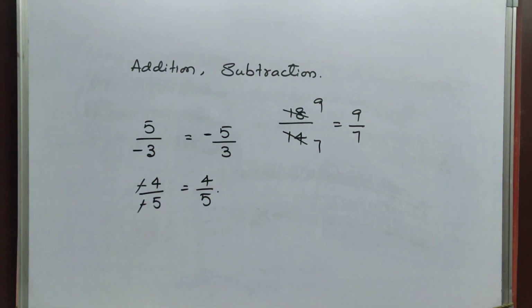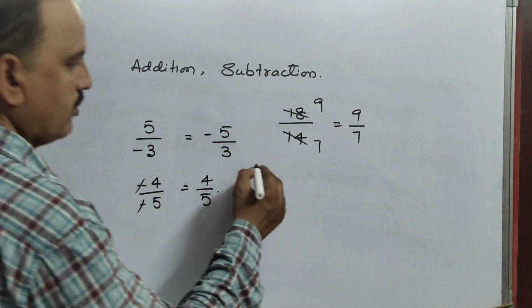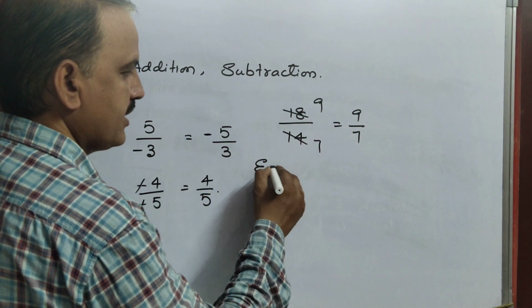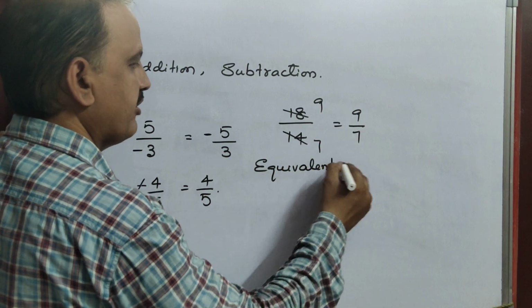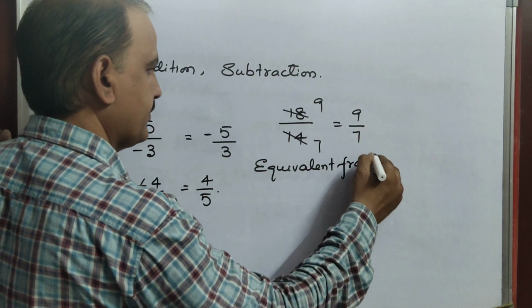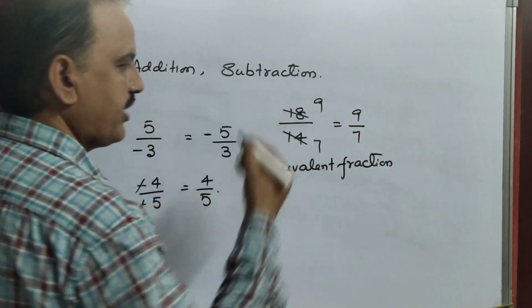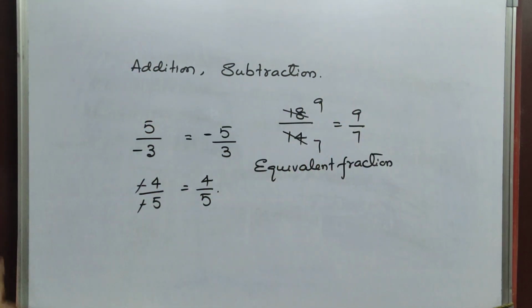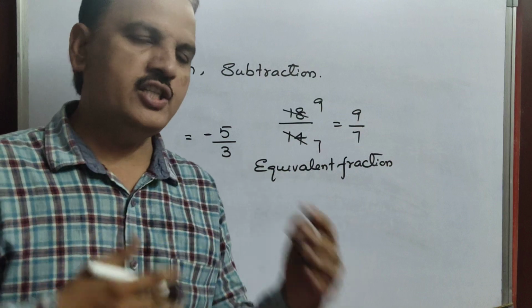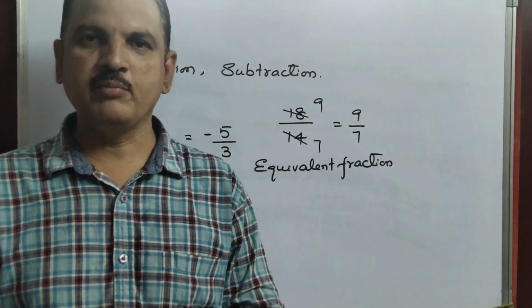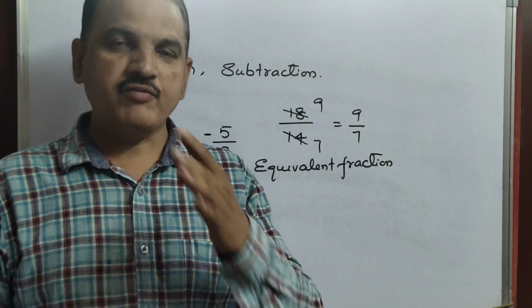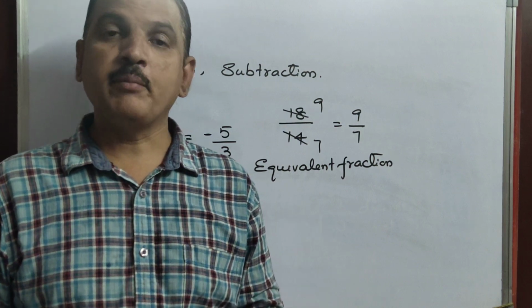Okay. Next, coming to another topic, that is equivalent fraction. What is an equivalent fraction? Equivalent fraction means if you make any changes, that means either multiplication with some other number or whatever it may be, after reducing it again, it remains the same.